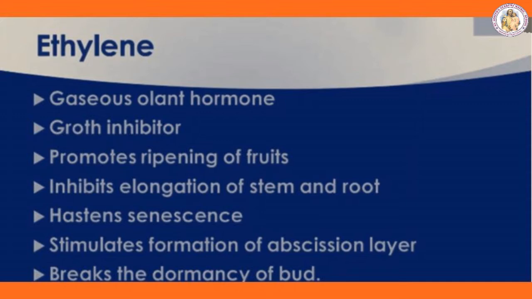The physiological effects of ethylene are: first, it promotes the ripening of fruits. Second, it inhibits elongation of the stem. Third, ethylene influences the sense of smell in flowers. Ethylene stimulates the formation of abscission zones in leaves, flowers and fruits, which leads to premature shedding. And ethylene breaks the dormancy of buds, seeds and storage organs.